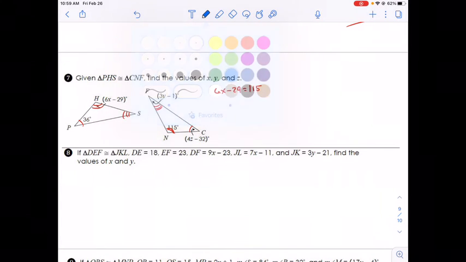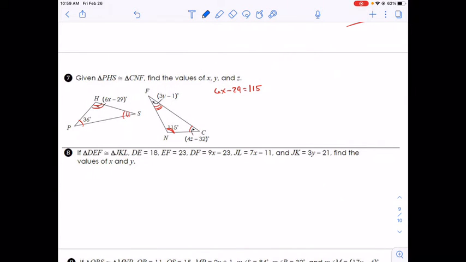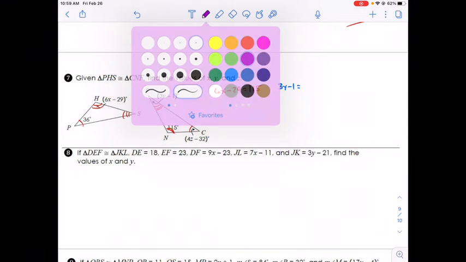Okay, let's do our next one here. We'll do a different color so we can see it a little better. Our y value is our third angle, so we're going to have 3y minus 1, and that's going to equal our third one here. All right, notice we don't have that here. Okay, so that means we're going to have to find some other information before we can find this one.